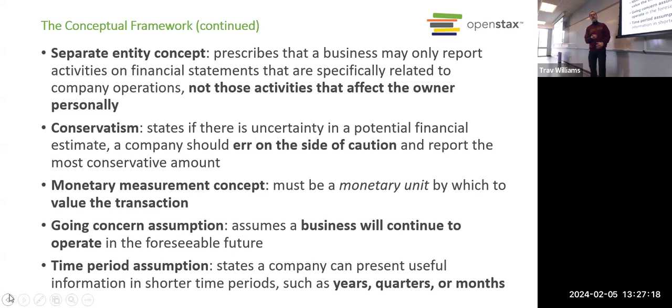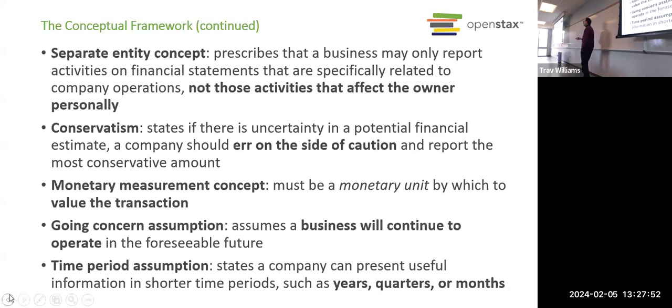Okay? Then we have the concept of conservatism. I wanted to add an extra syllable there that wasn't there. Conservatism. That basically says if there's any gray area when you're doing your accounting, you always go with the more conservative amount. So let's say you're not sure if your sales from this month are $10,000 or $11,000. Well, first of all, you should be sure, you should know.